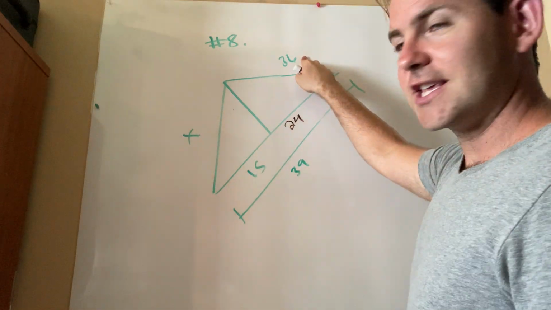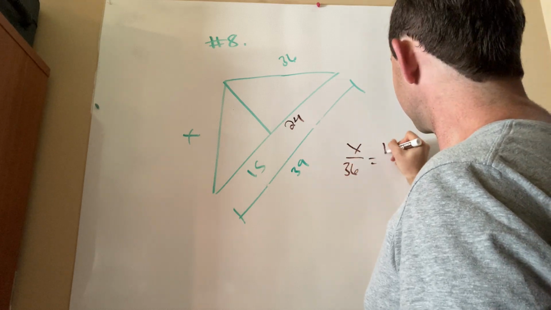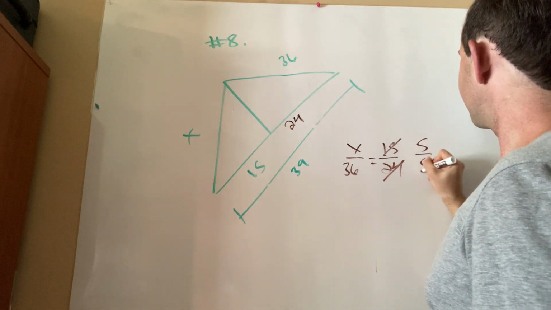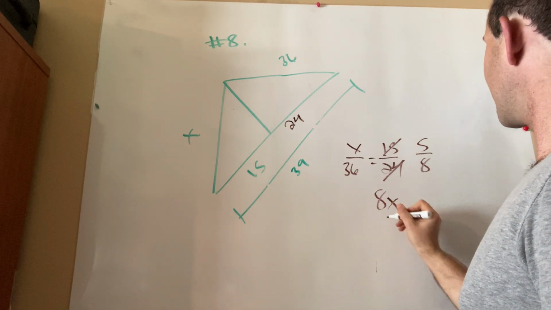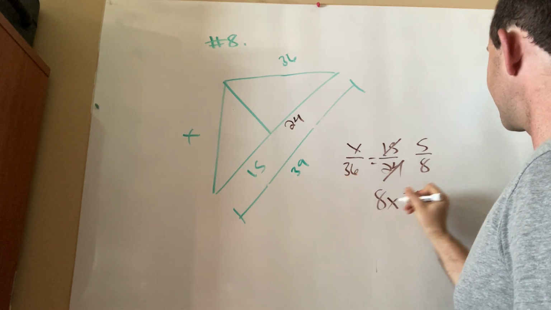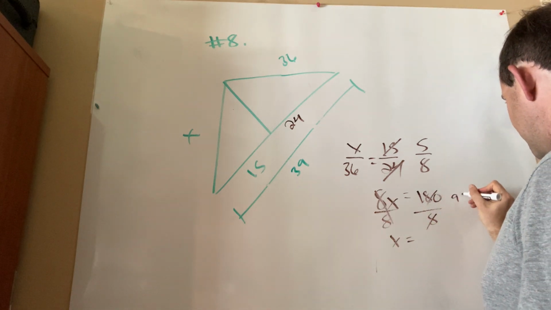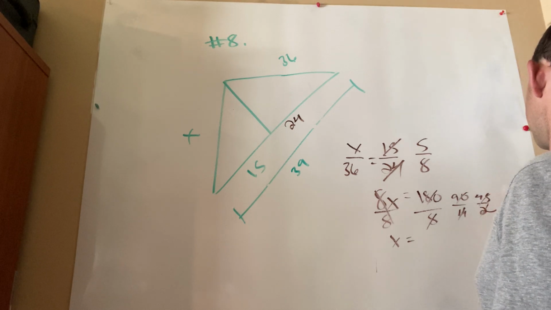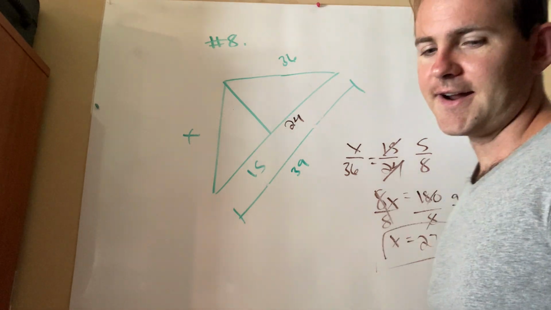Outside over outside equals piece over piece. X over 36 equals 15 over 24. I would simplify using a GCF of 3 first, so I get 5 over 8. Then I'm going to cross multiply. So 8x equals 150 plus 30, that's going to be 180. Divide both sides by 8. And what's that going to be? That's going to be 90 over 4, which is 45 over 2, which is 27.5. There we go.